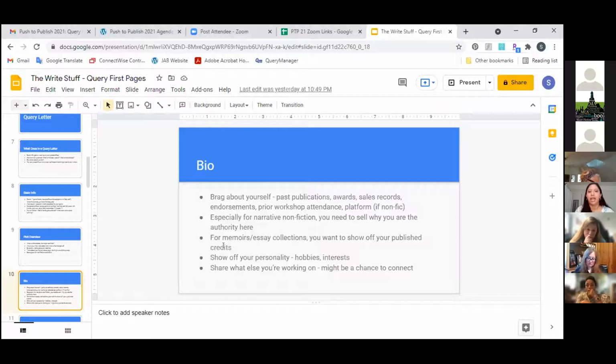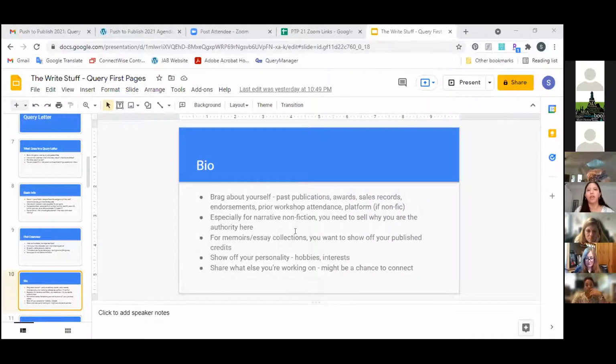So bio, again, this is the place where you brag about yourself a little bit. If you have been published before, no matter how big or small, if you've won any awards, no matter how big or small, writing related, of course, if you went to a conference and you entered one of the contests the conference hosts, and you were a finalist in this category, share.